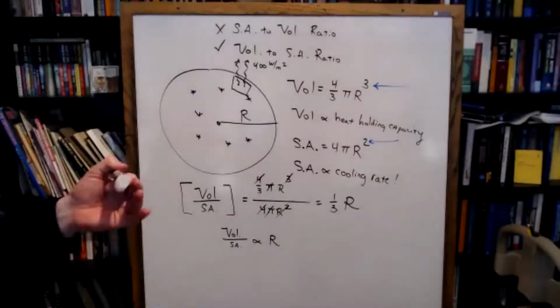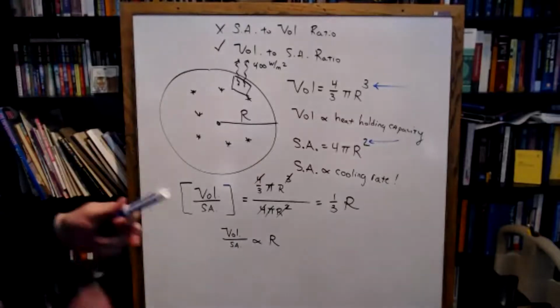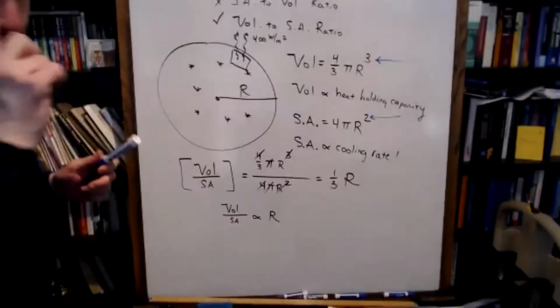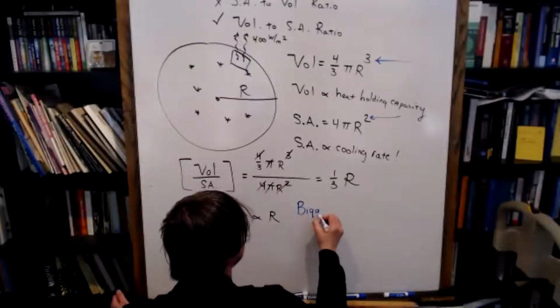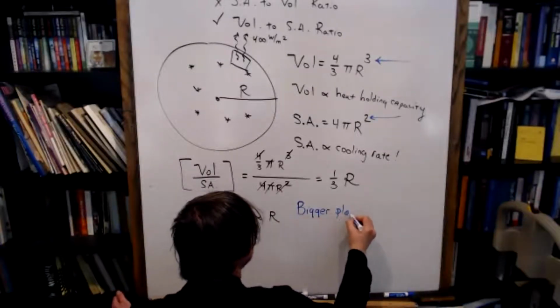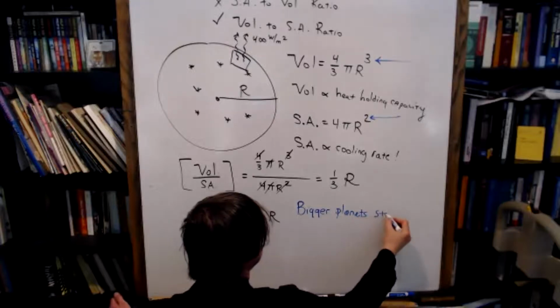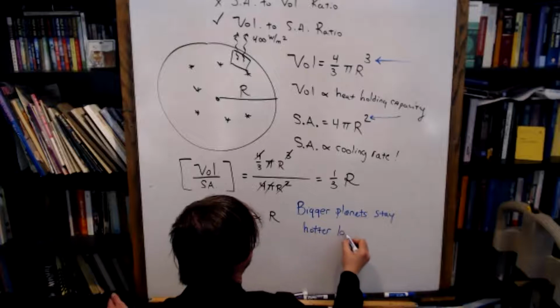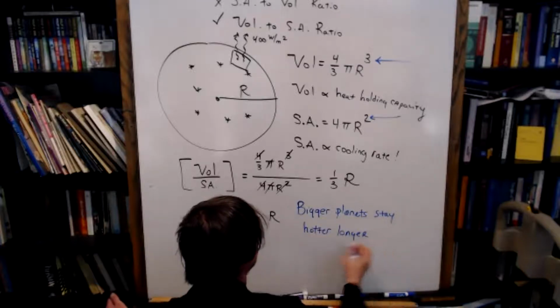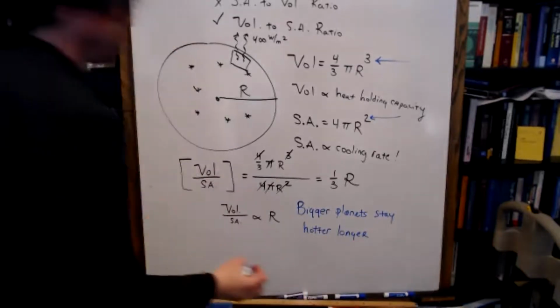Let me spell that out for you in case you aren't quite following what I'm doing here. This means bigger planets stay hotter longer than small ones.